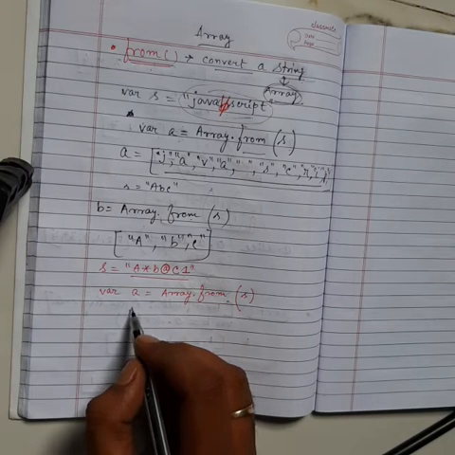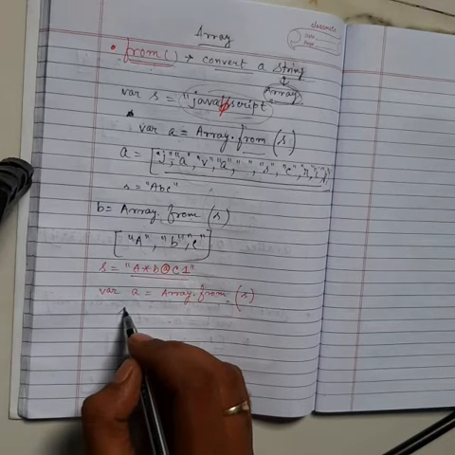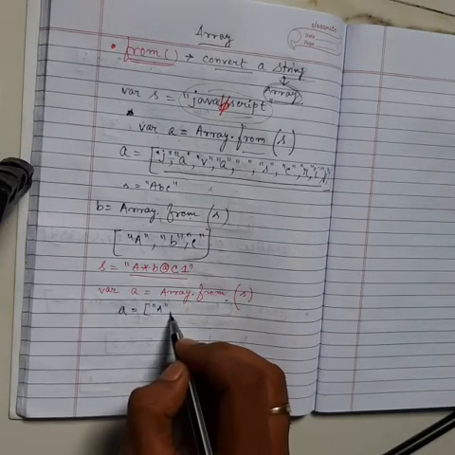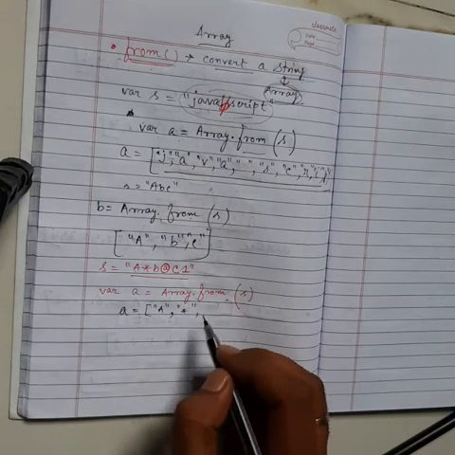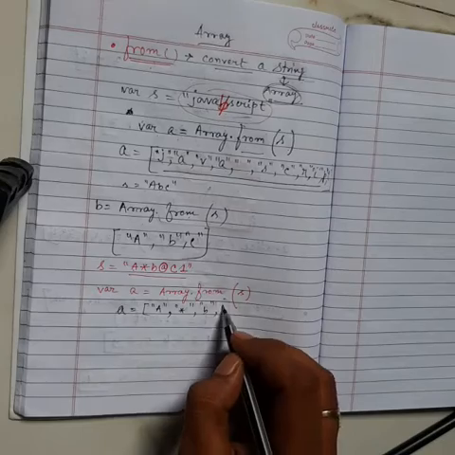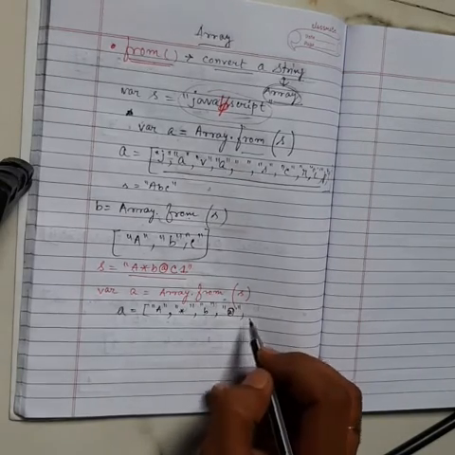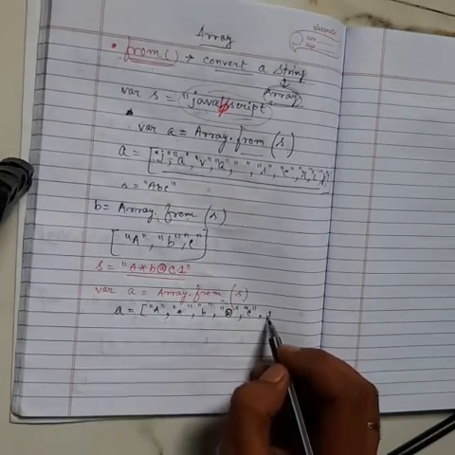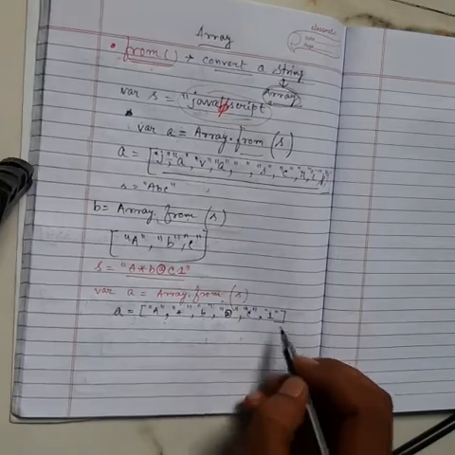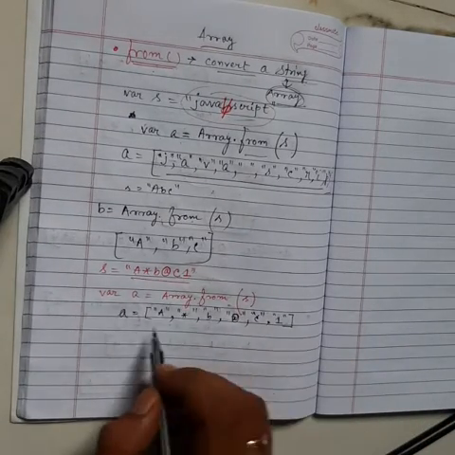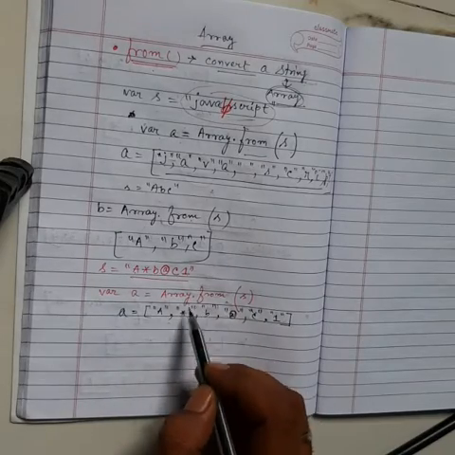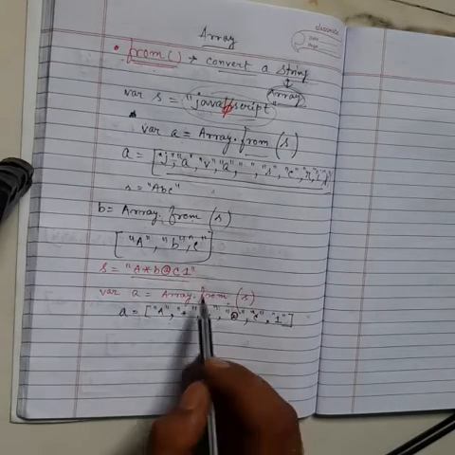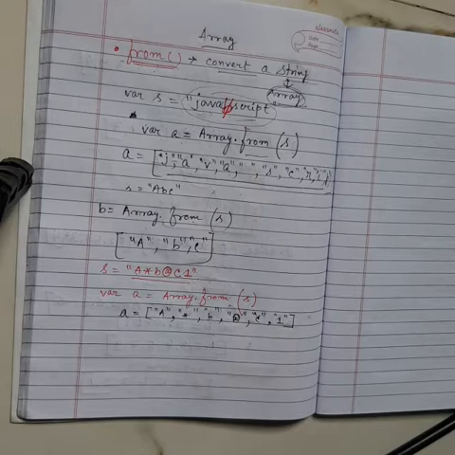So how will it look? If we write a equals, within square brackets it will be: double quotes a, then double quotes star, then double quotes b, comma, double quotes at the rate, then double quotes c, then double quotes 1. Each element will be converted into an array element. So this is basically how the from method works. The from method will only convert a string into an array. This is the first point we have to remember.